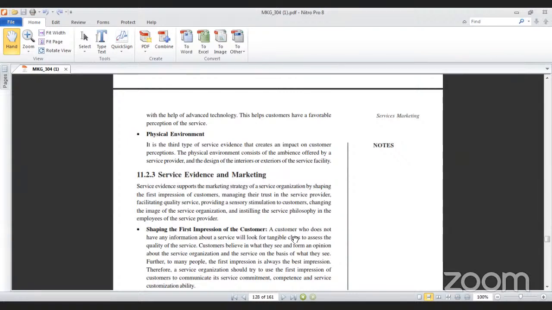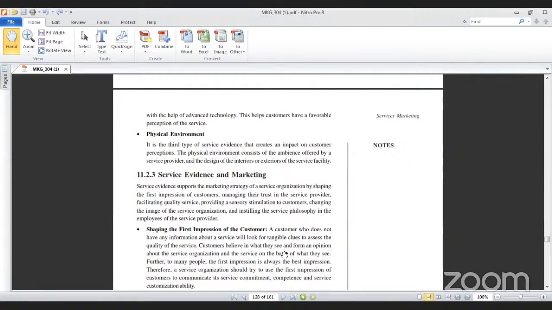Service evidence and marketing. Service evidence supports the marketing strategy of a service organization by setting the first impression of customers, managing trust in the service provider, facilitating quality service, providing sensory stimulation to customers, changing the image of the service organization, and instilling the service philosophy in the employees of the service provider.